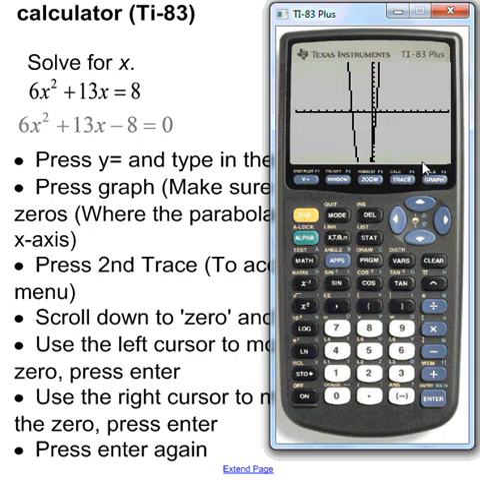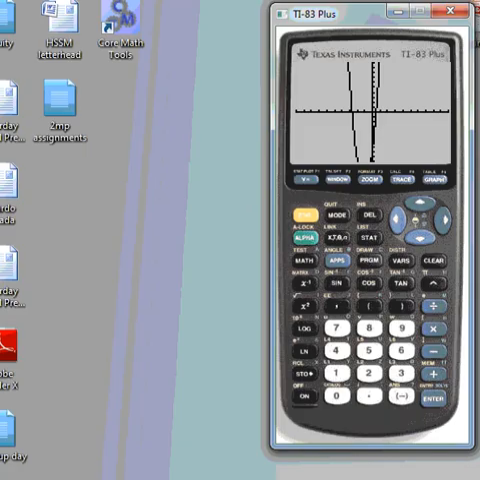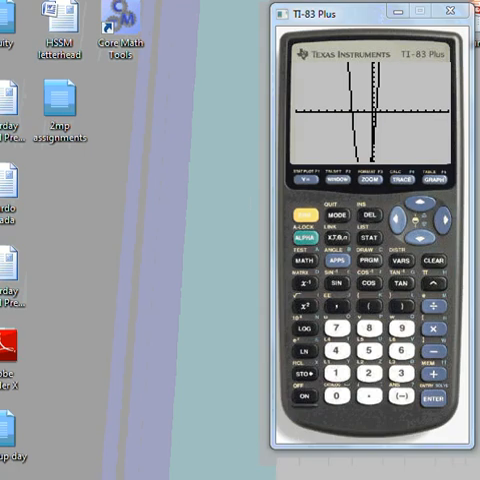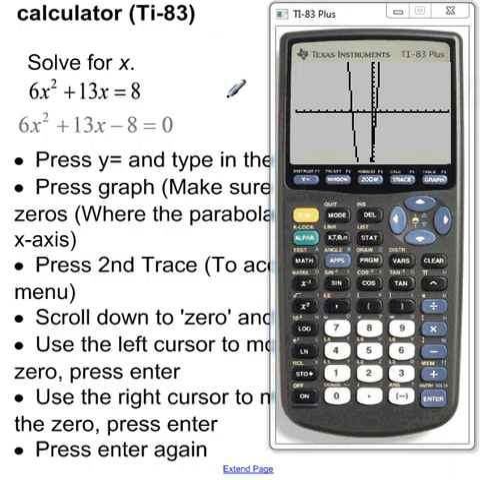Press graph. Make sure you could see the zeros. So this is a 0, this is a 0. A 0 is where the parabola intersects the x-axis. So you want to make sure you can see those. Okay, so just in case you're having trouble, well, it's not letting me write on it, but look, that's a 0 right there, and that's a 0 right there. A 0 is where the parabola intersects the x-axis. Okay, now, make sure you could see that.